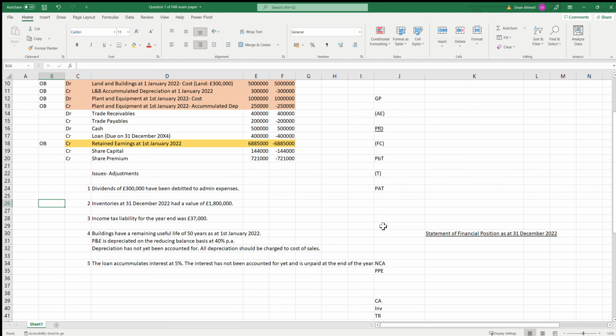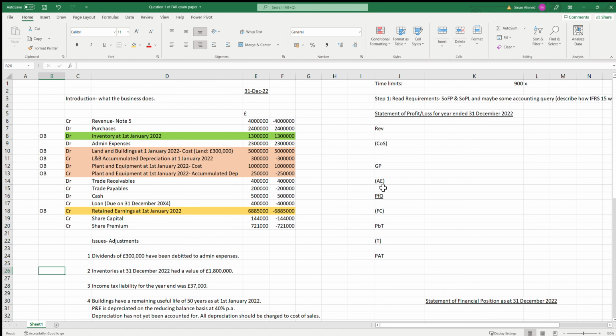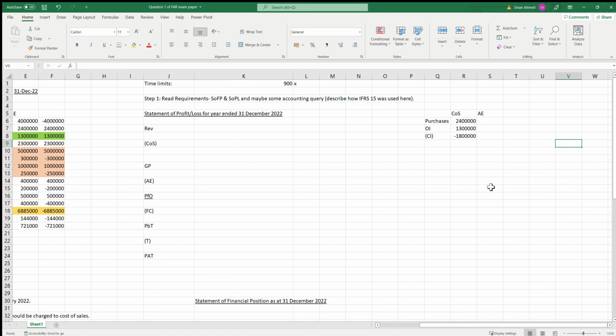Actually no, before we do that, let me tell you what to do with some of these balances here. Okay, so we've set up our SOFP and SOPL statement. What we can actually set up now is our cost of sales and admin expenses working, okay? That always requires a lot of work to do.